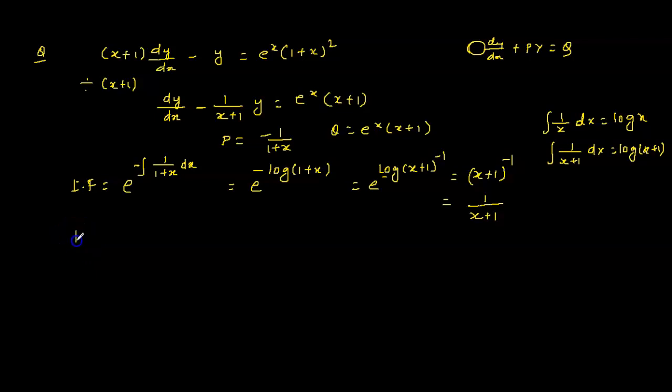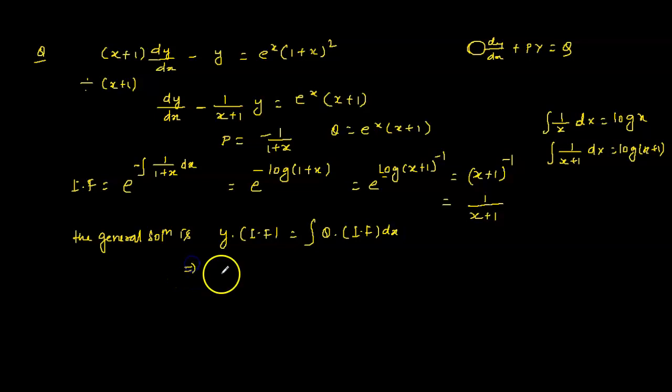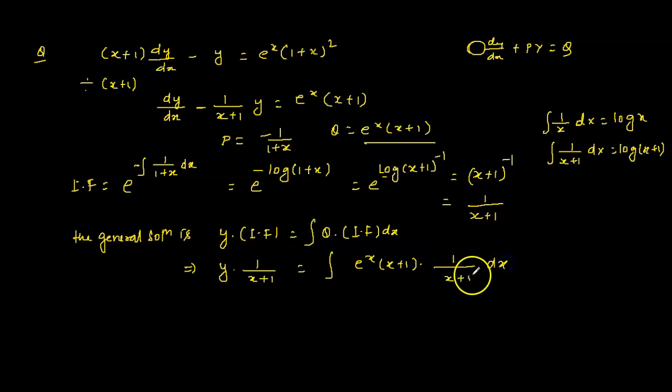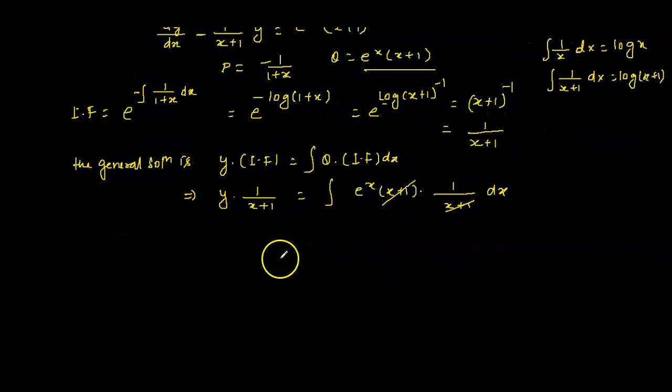Now we can write the general solution. What I said, the formula is y times the integration factor is equal to the integral of q times the integration factor. Yes, sir. So y as it is, times the integration factor 1 by (x plus 1), is equal to the integral of q, which is e to the power of x times (x plus 1), times the integration factor 1 by (x plus 1), dx. This and this I can cancel. So I can write y times 1 by (x plus 1) is equal to e to the power of x plus constant.